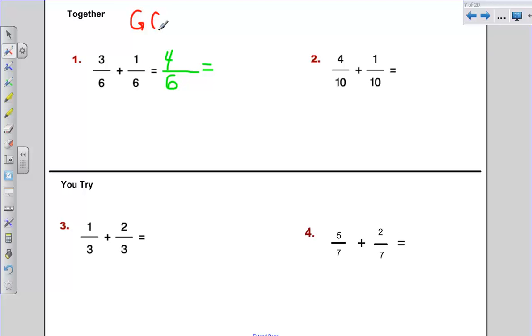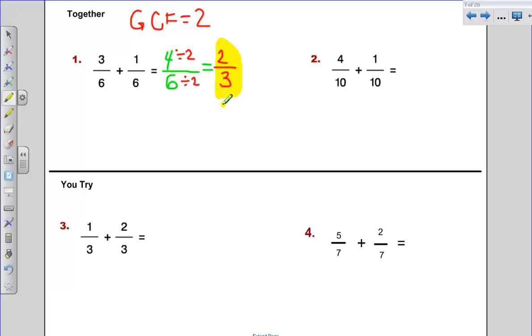So I'm looking, what is my greatest common factor between 4 and 6? My greatest common factor between 4 and 6 is going to be 2. So I'm going to divide by 2. 4 divided by 2 is 2. 6 divided by 2 is 3. So my final answer here should be 2/3.